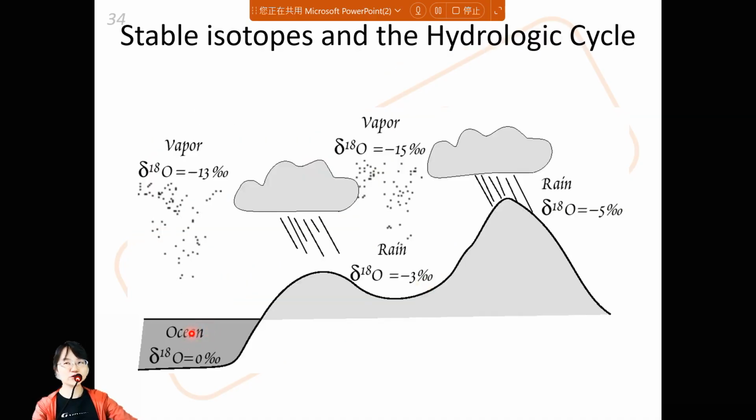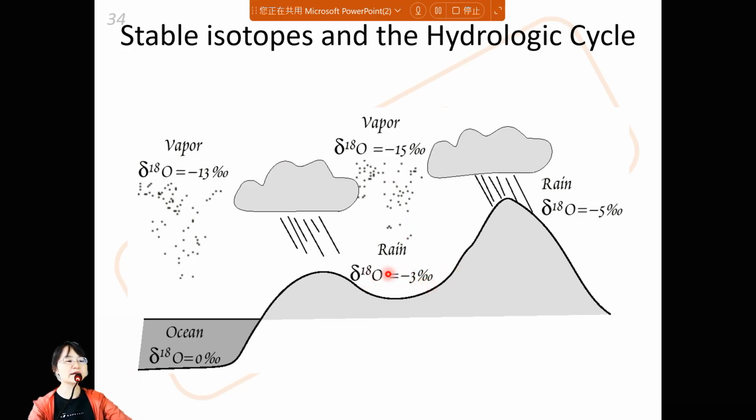So for the ocean, we start with a delta 18O of 0 per mil. When we have 0 per mil here, the vapor above the ocean would be as low as minus 13 per mil. When the vapor moves toward the land and encounters a mountain, it will produce rain. And rain is liquid water, and in liquid water, the heavier isotope will be relatively enriched. Therefore, the rain here is heavier than the vapor here. It is minus 3 per mil.